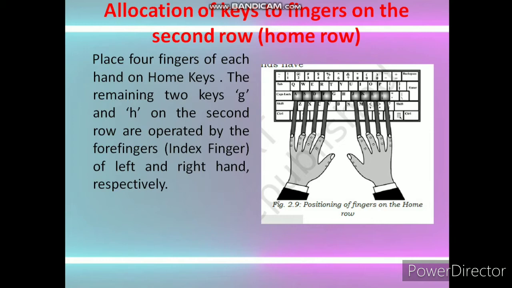Allocation of keys to fingers on the second row, home row. As you can see in the picture, the positioning of fingers on the home row. Place 4 fingers of each hand on home keys. The remaining 2 keys, G and H, on the second row are operated by the index finger of left and right hand respectively.